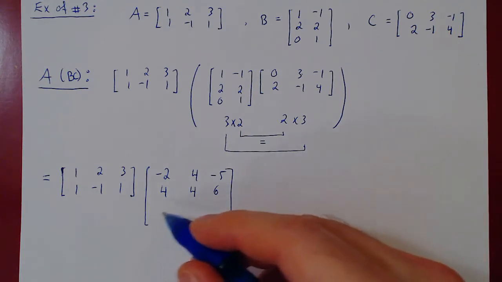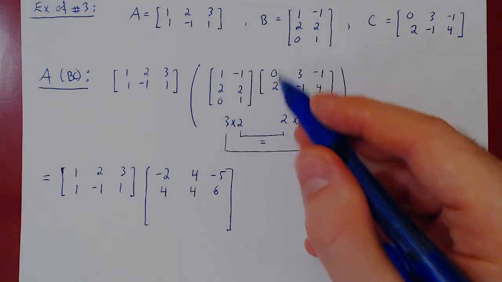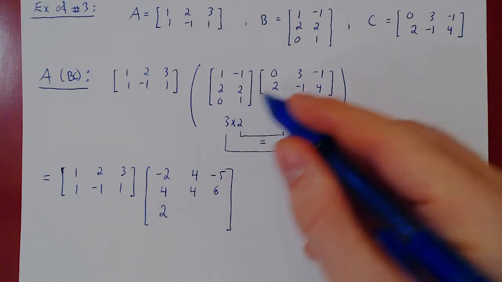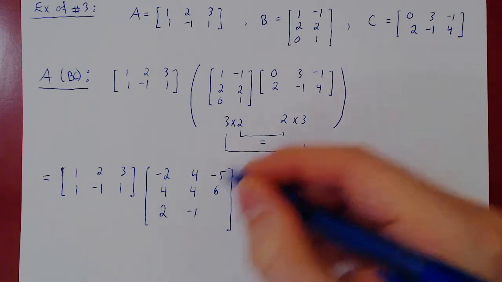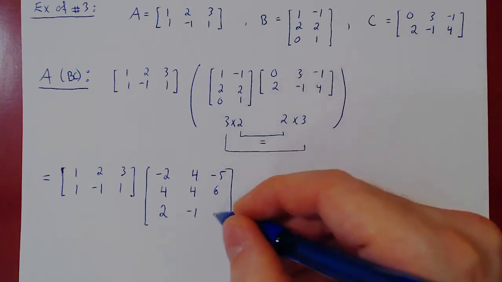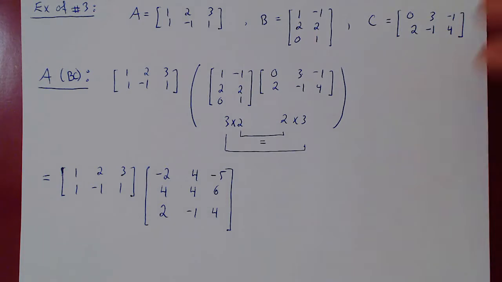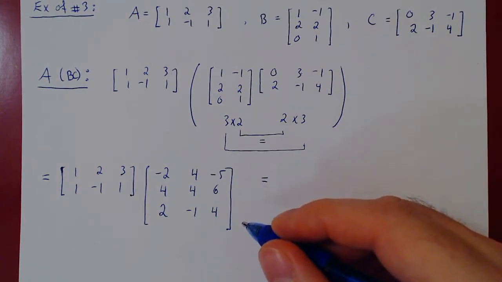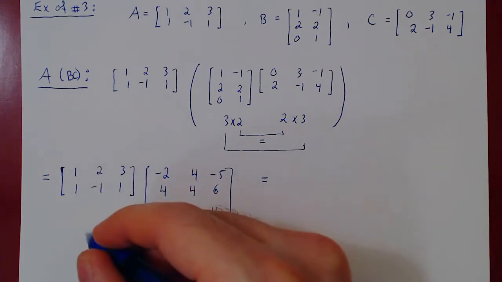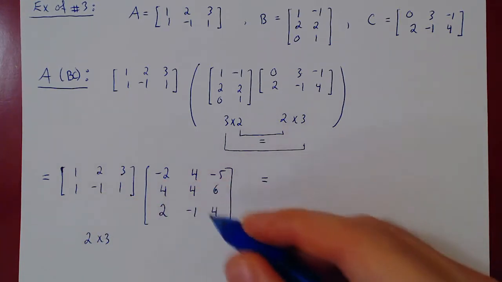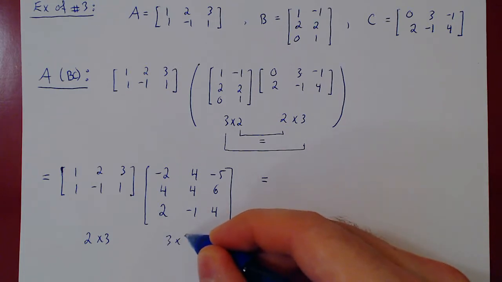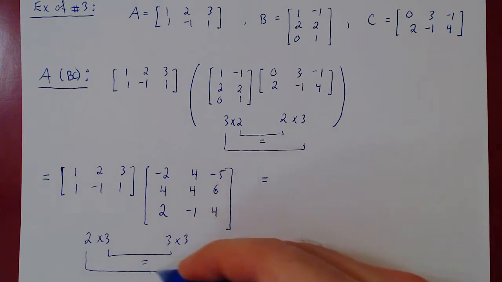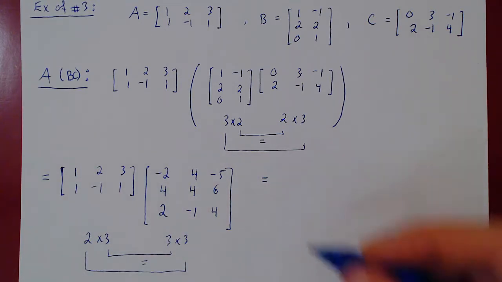And to construct the third row of BC, we fix the third row of B and go through every column of C. 0 plus 2, 2. 0 minus 1, negative 1. 0 plus 4, 4. Now that we have BC, we can compute A times BC. Well, let's see. A is a 2 by 3. BC is a 3 by 3. Multiplication is indeed defined, and the result will be a 2 by 3 matrix.